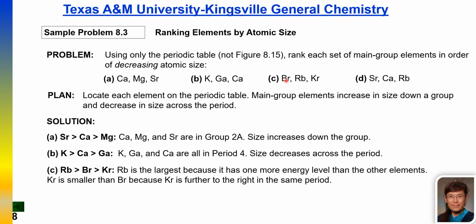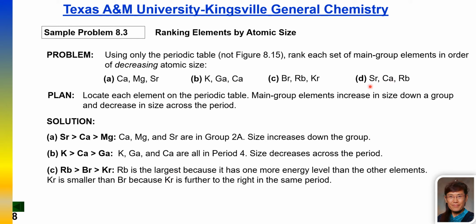And how about this C? Let's take a look. Your rubidium, followed by krypton, bromine and krypton. Again, those ones are also located in the same period. From the left to the right, atomic size decreases.